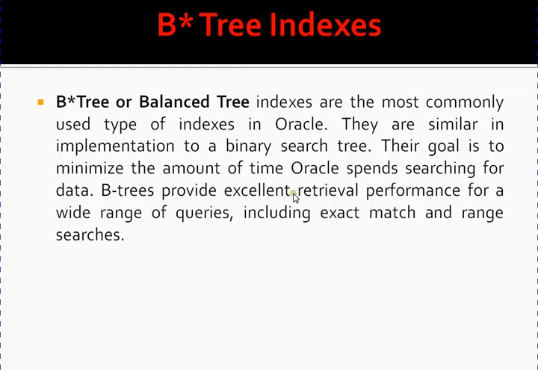They are similar in implementation to a binary search tree. Their goal is to minimize the amount of time Oracle spends searching for data. B-trees provide excellent retrieval performance for a wide range of queries, including exact match and range searches. Typically, B-tree indexes are very useful when you are using a B-tree index to retrieve a very small number of rows from your table. And there are other situations also when B-tree indexes will be very useful. I will discuss later on.